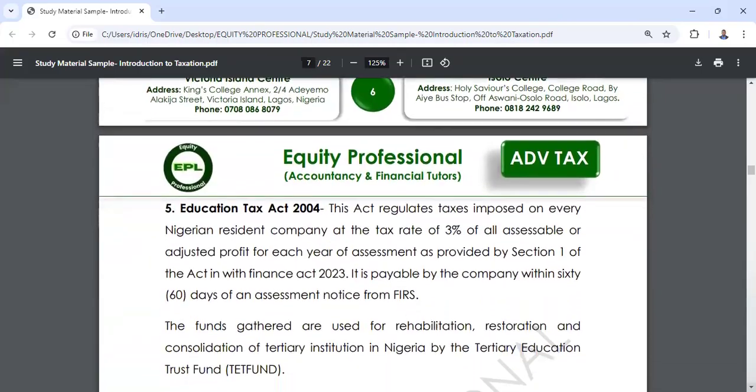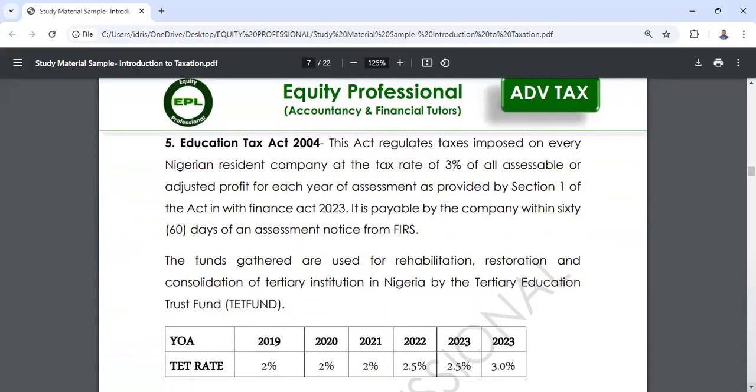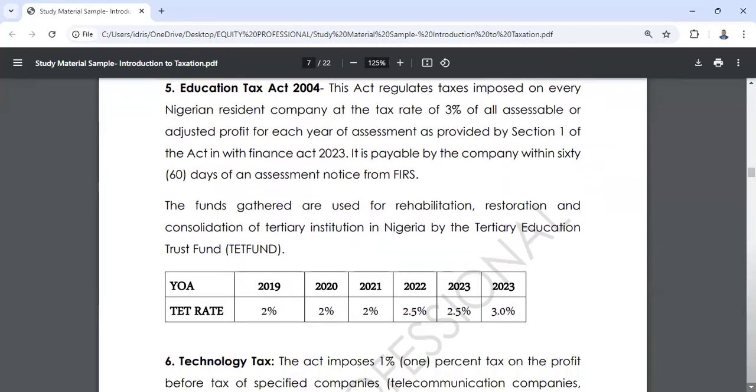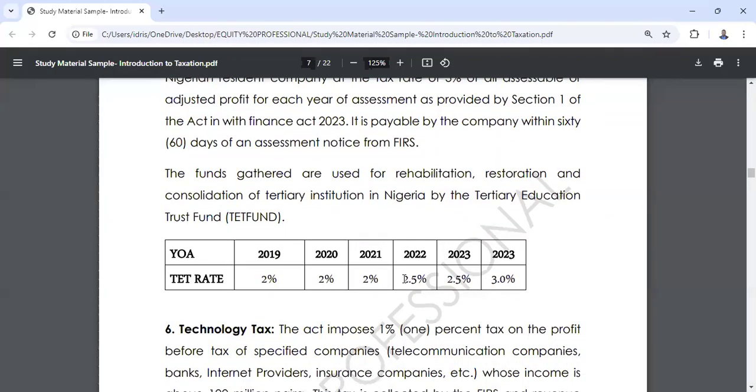So another type of tax under direct tax is education tax. Education tax is a tax imposed on a company's adjusted profits. It is paid by all companies in Nigeria, and it is imposed on the adjusted profits. According to Finance Act 2023, education tax rate is now 3%. Before Finance Act 2023, education tax was 2.5%. At a time, education tax was 2%.